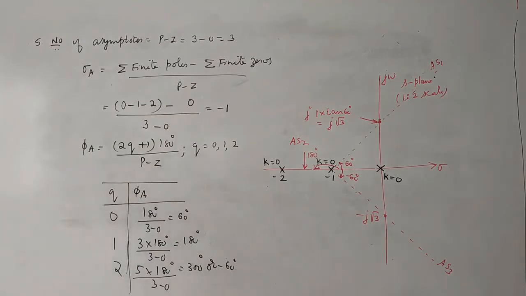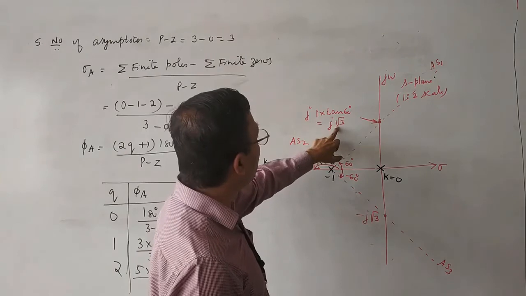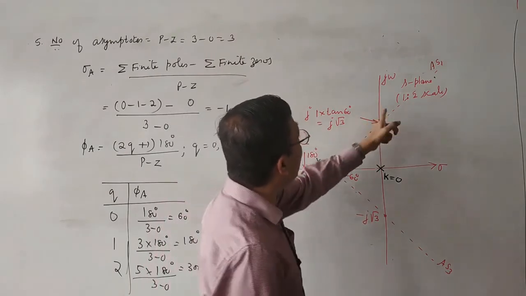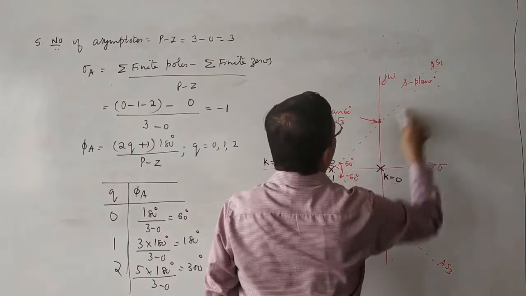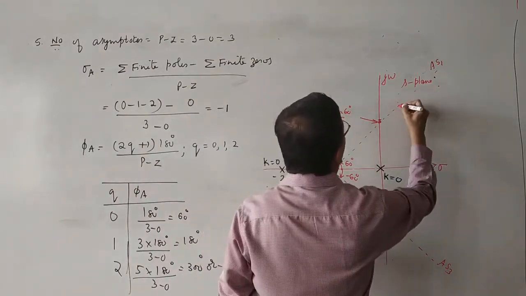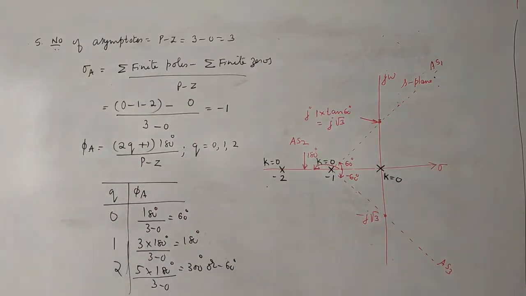So in your graph sheet, root 3 means 1.73. So it is 1.73 into 2 because the scale is 1:2. Since scale is 1:2, root 3 should be multiplied by 2 and must be plotted on the graph sheet, normal graph sheet. So this is about the asymptotes.